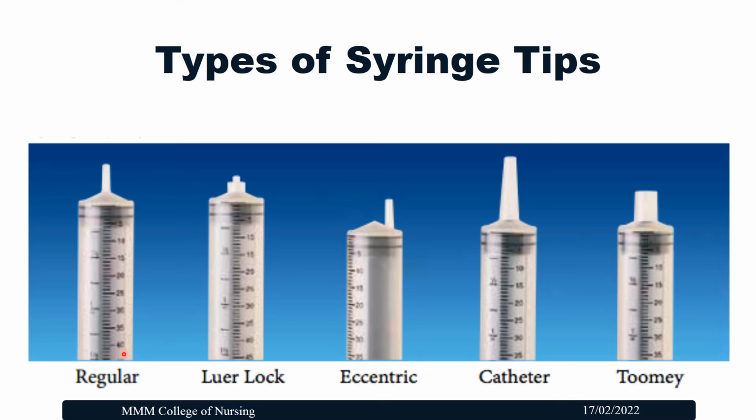There are different types of syringe tips available. One is the regular syringe tip. Here we can see the syringe tip is located at the middle or center of the syringe. Very commonly it is used for all the different types of injections.